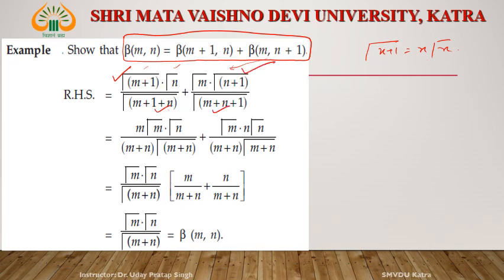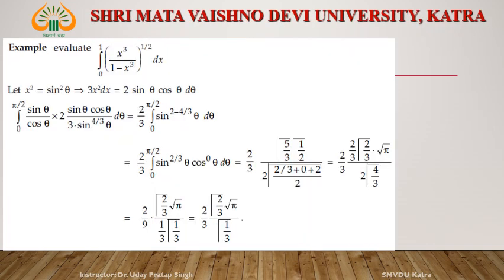The gamma of m plus 1 is equal to m into gamma of m, and gamma of n plus 1 is equal to n into gamma of n, and gamma of m plus n plus 1 is equal to (m plus n) gamma of m plus n. Taking common terms from here and simplifying, this is equal to this one. This is the beta function, right? Beta m, n.